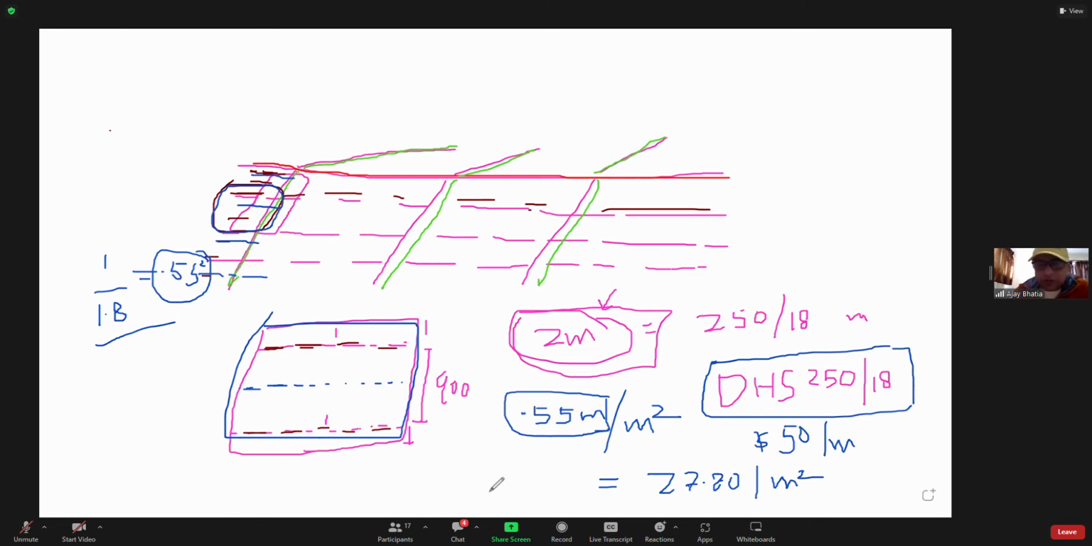Is that understood? Yes, that's clear. That is for the steel purlin. Why 1 over 1.8? Because the steel purlins are at 1.8 spacing. So in 1 meter, the chances of having 1 meter of purlin is 1 divided by 1.8, isn't it?